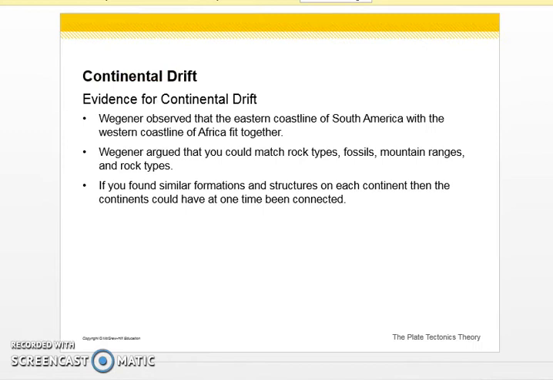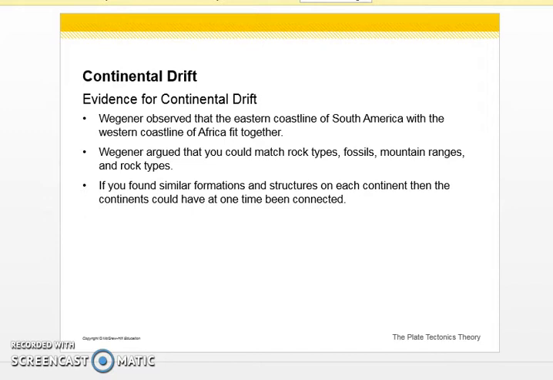So there was this guy, his name was Alfred Wegener, and he observed that the eastern coastline of South America and the western coastline of Africa fit together. Wegener argued that you could match rock types, fossils, and mountain ranges. And if you found similar formations and structures on each continent, then the continents could have at one time been connected. And so, of course, this was his question or his hypothesis.